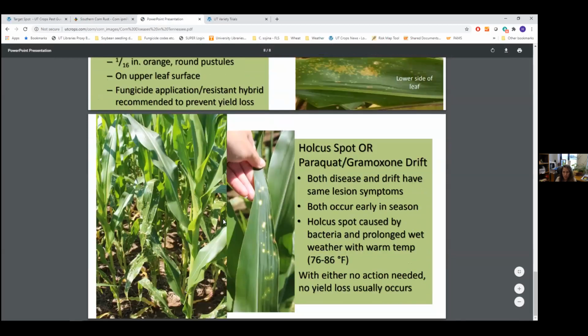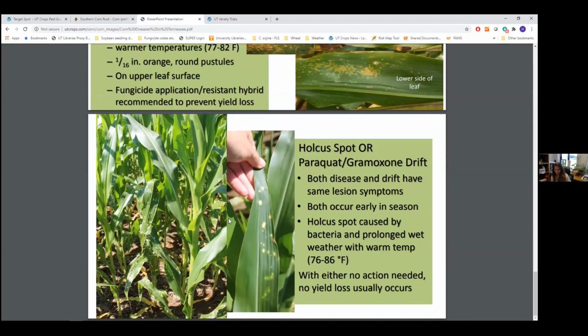There's just a couple other diseases I'll go over before I talk about fungicide timing in corn. But one we see year in, year out, usually earlier in the season, is what could be called hocus spot, which is caused by a bacterial disease, or more likely, and what's most often the case, it's paraquat or Roundup drift.